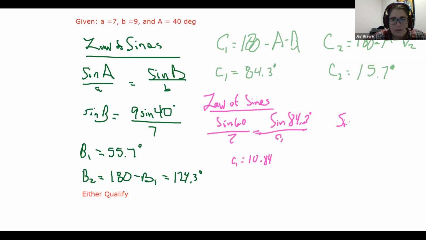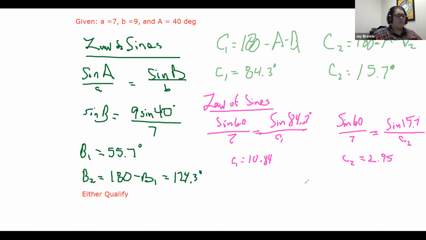And then if you do it again, you have sine of 60 degrees over 7 equals sine of 15.7 over c2. And c2 ends up working to be 2.95. Okay, so what you guys need to be careful of is when you were to draw this, you would actually draw it as one triangle. It just happens to be 2. So let's take a look real quick at what that looks like.